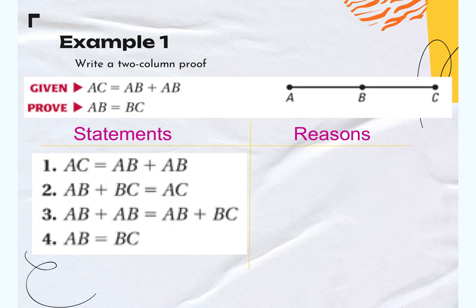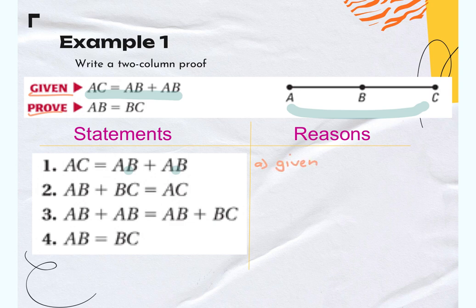So if you look at the given and the proof, because you always want to start there, the given says AC equals AB plus AB. So if I look at the diagram, I have AC, which is this full segment. It says AB plus AB. So I'm not using this segment yet. I am given that AC is made up of AB plus AB. And that means that this first statement is given.